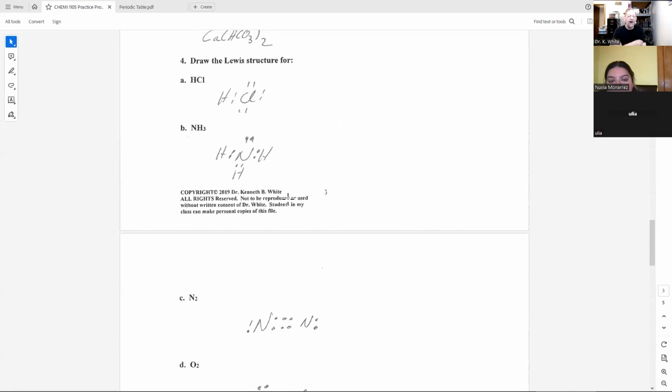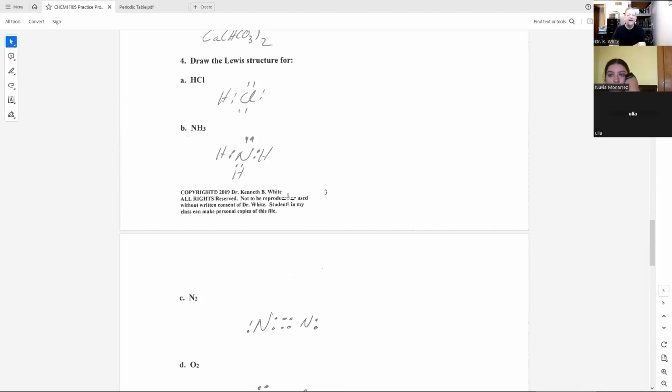All right, draw the Lewis structure for the following. Well, how do we do that? We remember the octet rule. Except for hydrogen, whose octet is 2, atoms share electrons for covalent bonds such that they have both their own and shared 8 valence electrons.